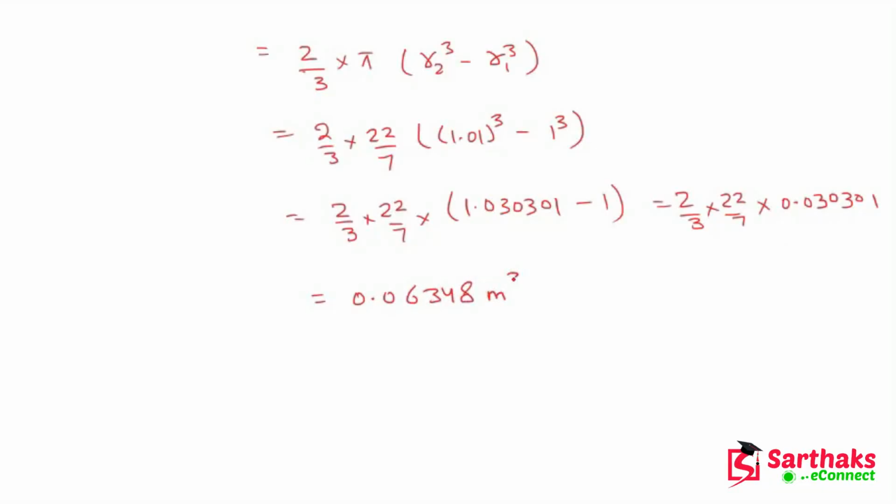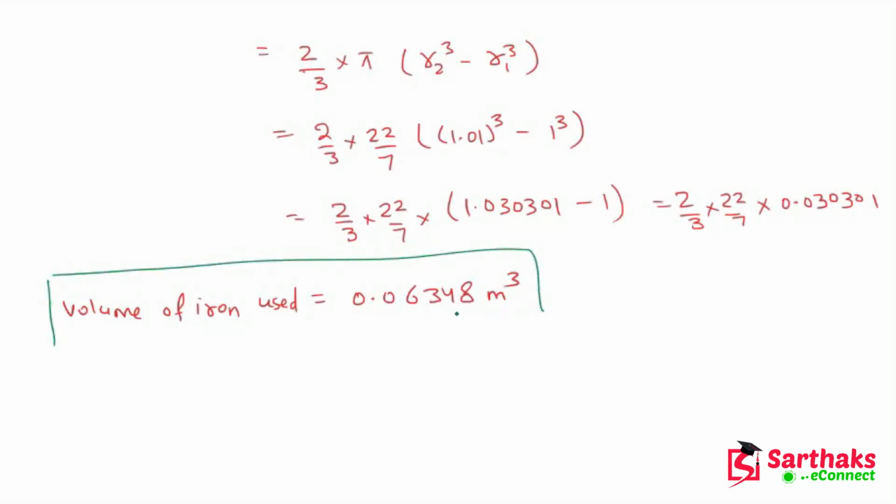After solving this we get 0.06348 meter cube. So this is the volume of iron used. I hope you get this point. So this is the answer of this question. I hope my dear friend you understand these things. So now let's move on.